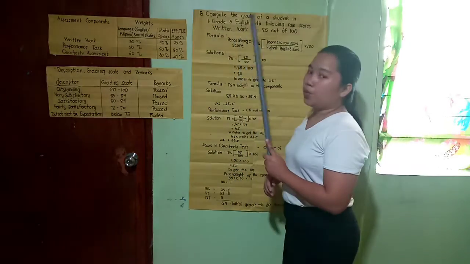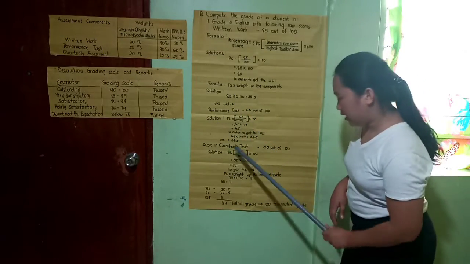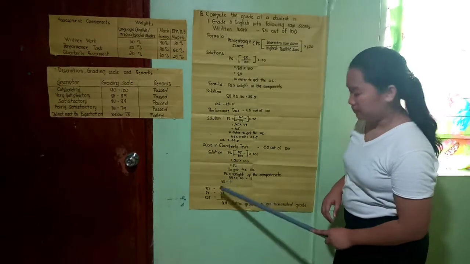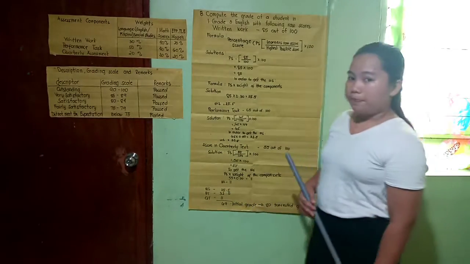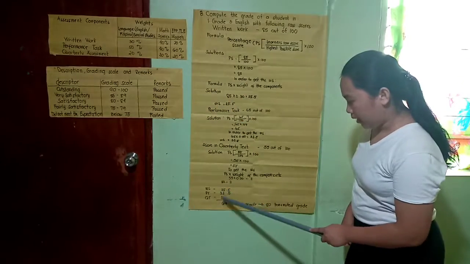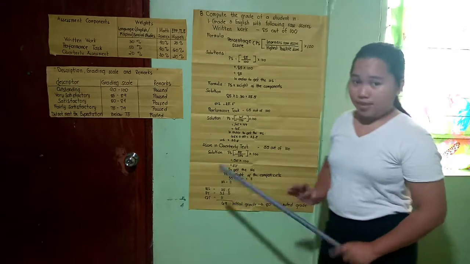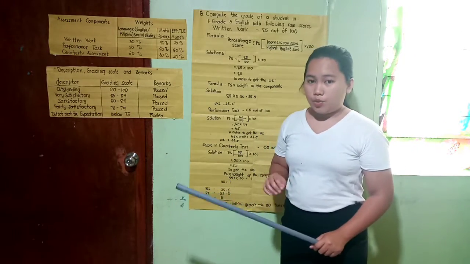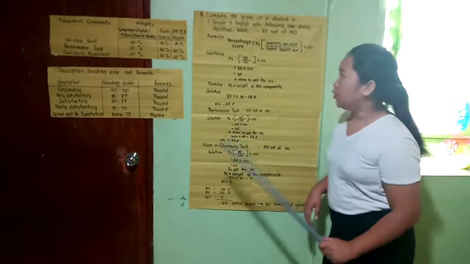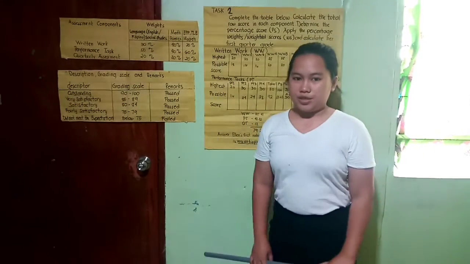The written work got a rating score of 25.5, the performance task got 32.5, and the quarterly test has 11. So we're going to add these three results. 25.5 plus 32.5 plus 11 equals 69. So this is not yet the grade. This is the official grade. So the grade of the Grade 5 English students is 80. It is the transmuted grade. So now let us proceed to Task 2.